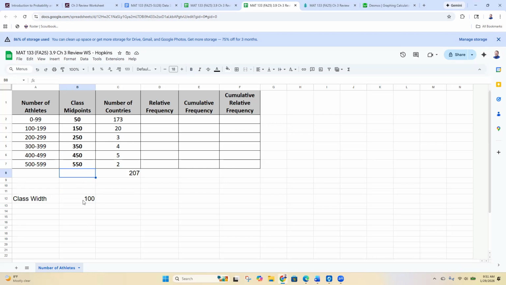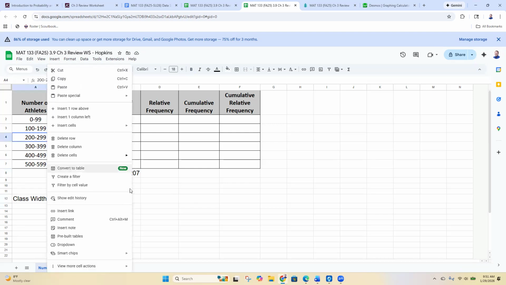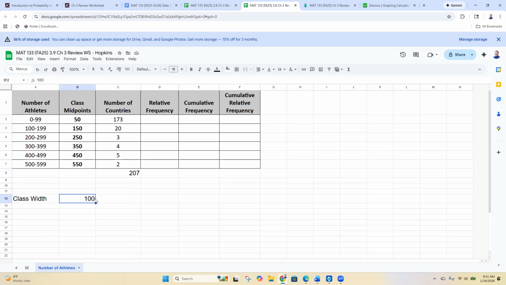So now if I was to rebuild this report and change my widths, and now my widths are 200, that's okay, because the formulas are still referencing that. If I had typed 100 into the formulas, then changing the cell wouldn't change the results. Okay. Same thing with relative frequency.